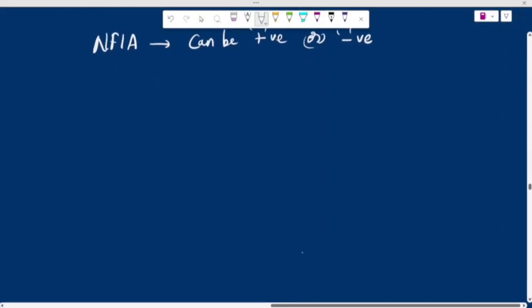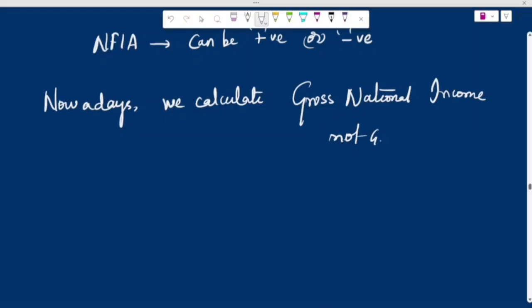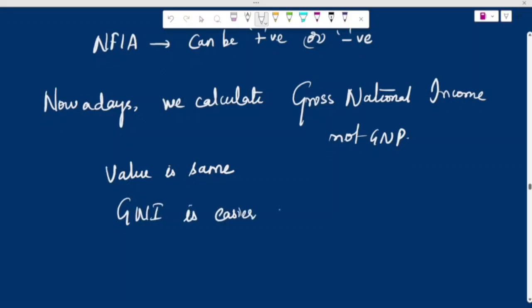nowadays we calculate gross national income, not GNP. Nowadays we are calculating only gross national income, not GNP. The value is the same. We are just naming it gross national income, and GNI is easier to measure. Fine.